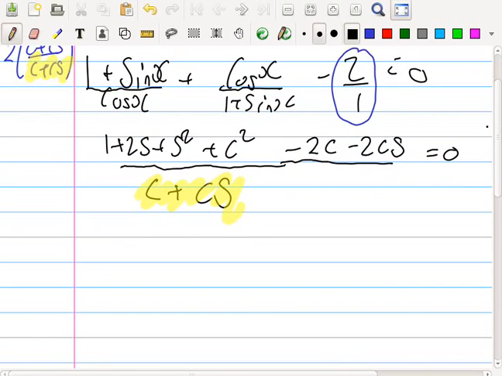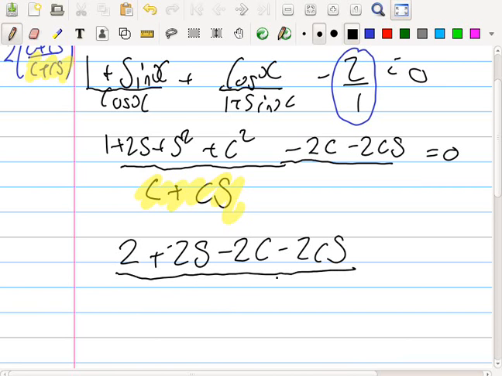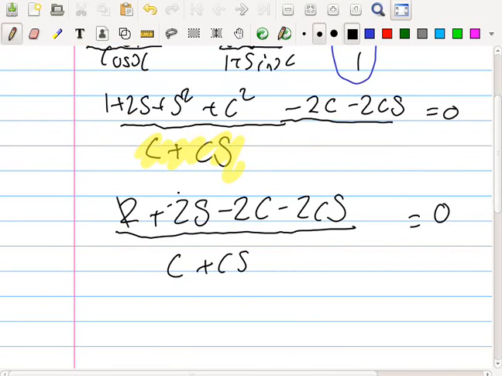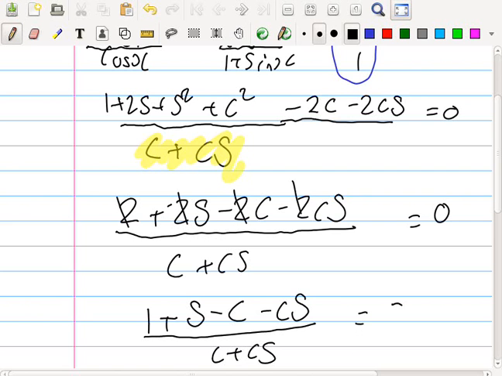So if you look at the top, sine squared plus cos squared is 1. And then there's another one here, so that's a 2 plus 2 sine minus 2 cos minus 2 cos sine all over cos plus cos sine. Now, could I factor 2? Yeah, I can divide everything by 2. So on the top I get 1 plus sine minus cos sine all over cos plus cos sine equals 0.